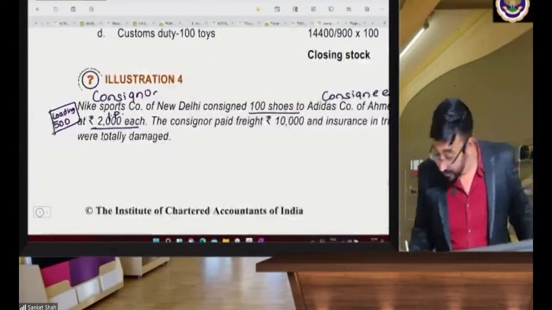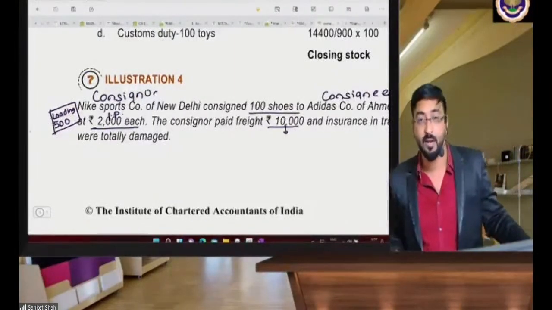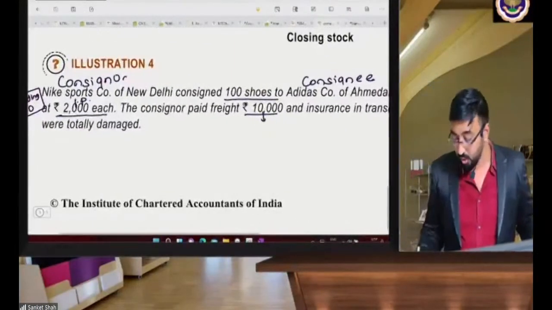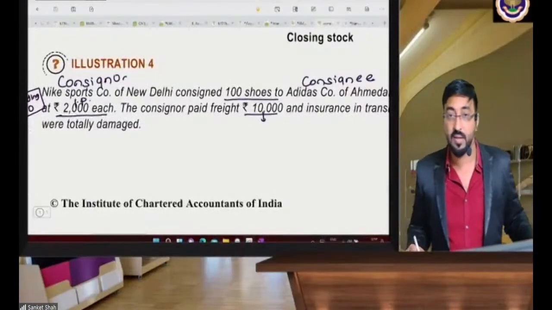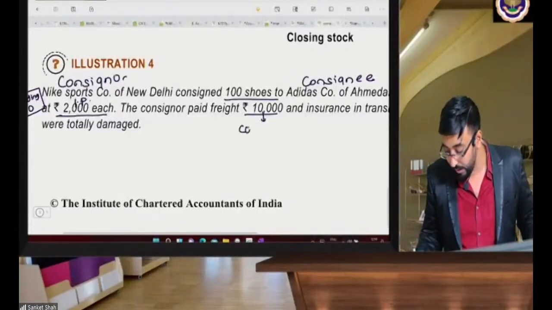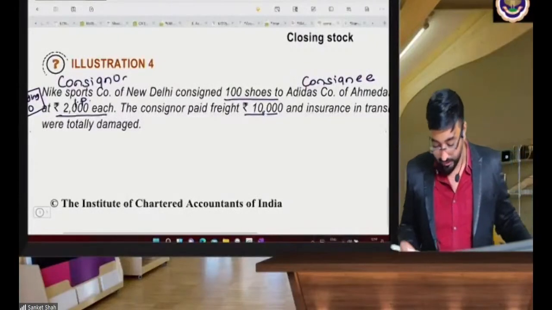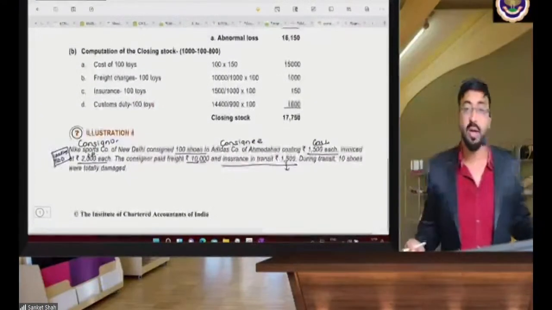The consignor paid freight 10,000. So the consignor paid freight. So what is the entry? Consignment to cash. The invoice price entry, I am going to explain later. But the consignor paid cash, so you owe freight. So it is consignment account debit to cash. Don't write it, you know this entry. And insurance in transit is 1,500. So again, consignment to cash.